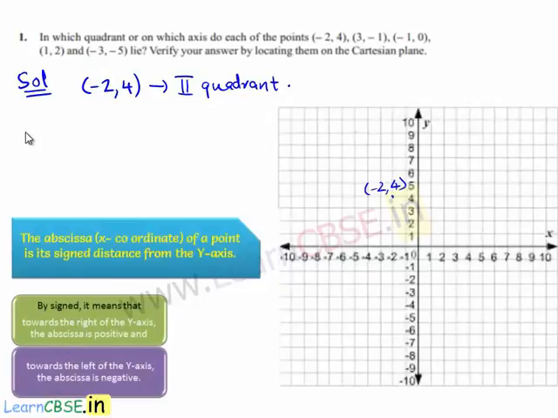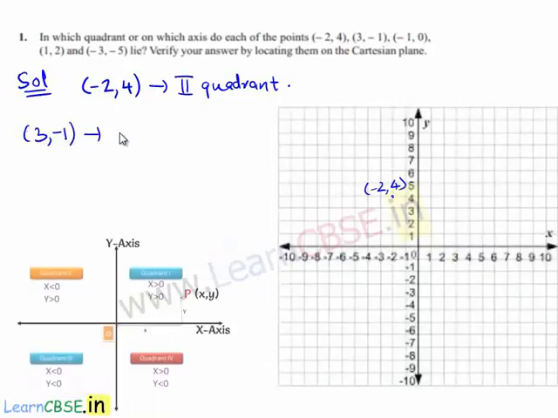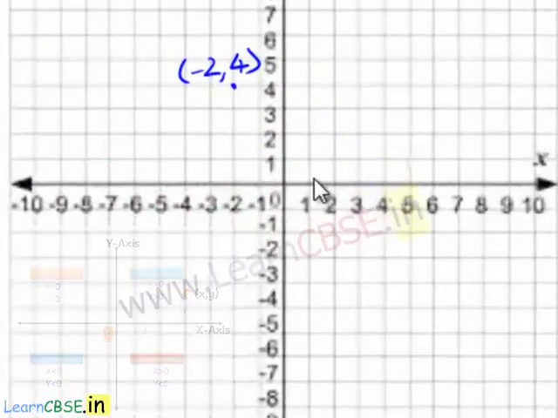Taking the second point, (3, -1). Since the x coordinate is positive and the y coordinate is negative, the point lies in the fourth quadrant. Let us locate this point on the xy plane.